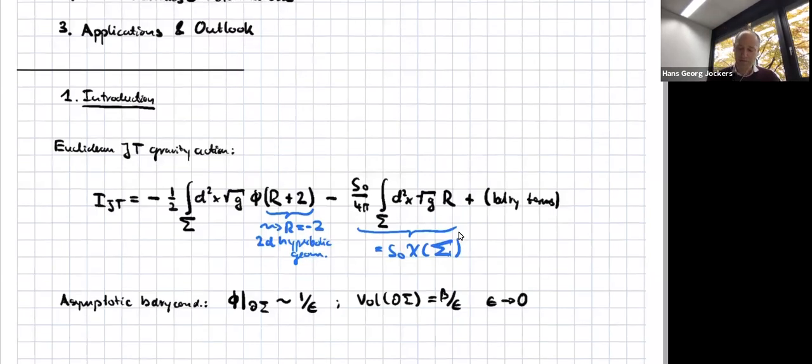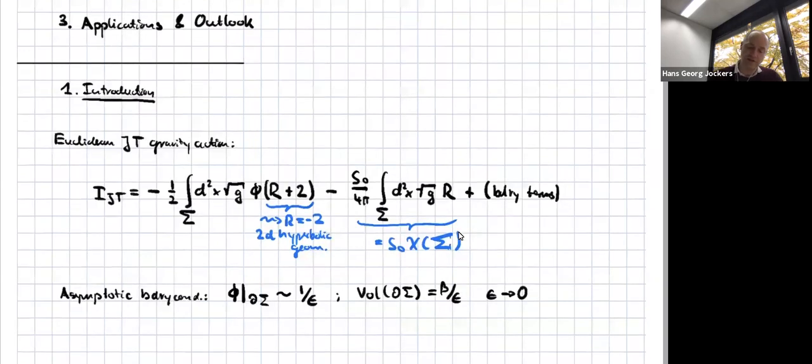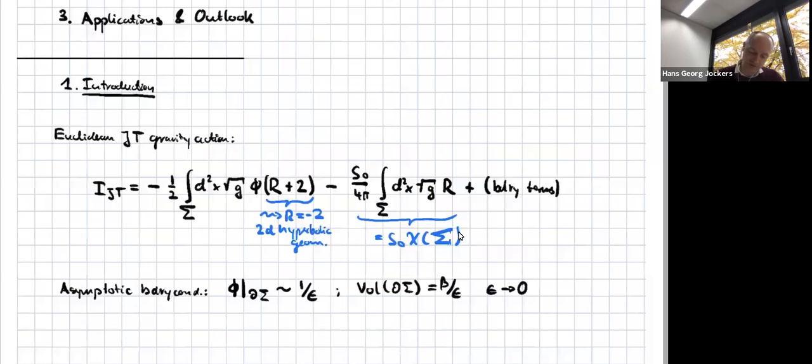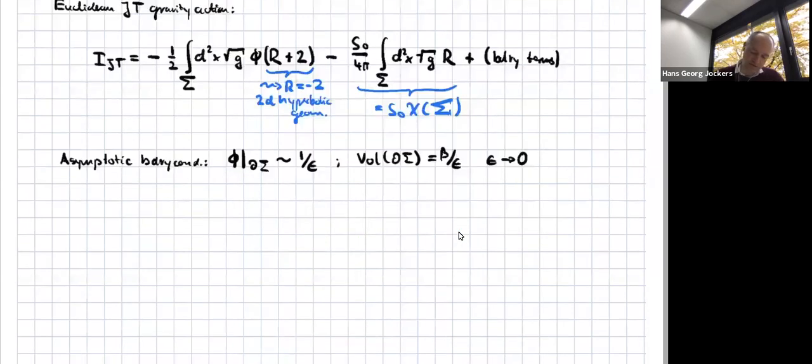And if you do that, then we can now compute a partition function. So we have now these geometries, and here I illustrate one with one boundary component.